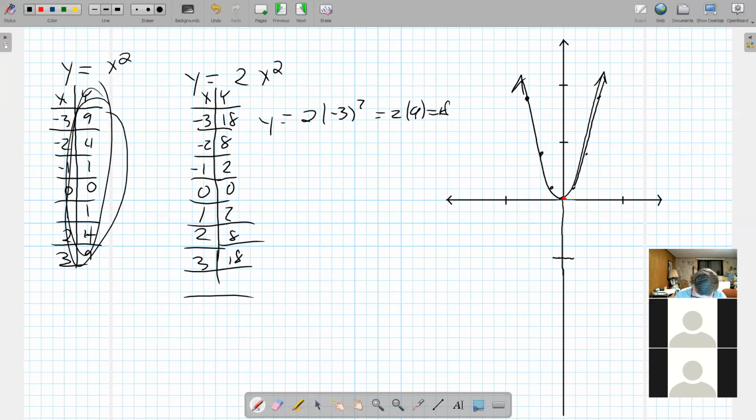Well, -3, 18, I can't put on this particular graph, but -2, 8 would be here. -1, 2 would be there. 0, 0 is still there. 1, 2 is there. And 2, 8 is there. And so what I get, and just for the sake of time, I'm going to just show that this graph actually is inside the other one. It's climbing steeper. Okay. All right.